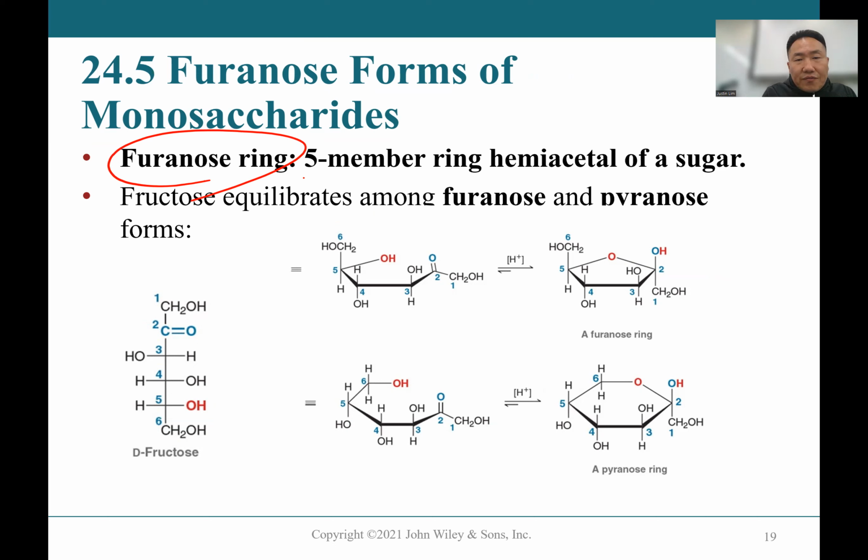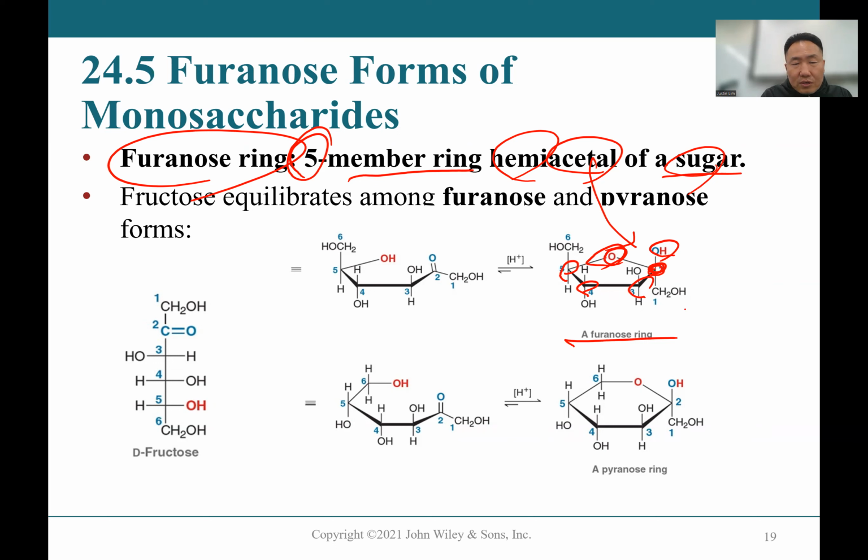The furanose ring is a 5-membered ring hemiacetal of the sugar. For example, 1, 2, 3, 4, 5-membered ring. On C2, can you see one OH and one OR? That's a hemiacetal of the sugar. So this is a furanose ring. The pyranose ring is a 6-membered ring hemiacetal of the sugar. That's different: 5-membered ring, furanose; 6-membered ring, pyranose.